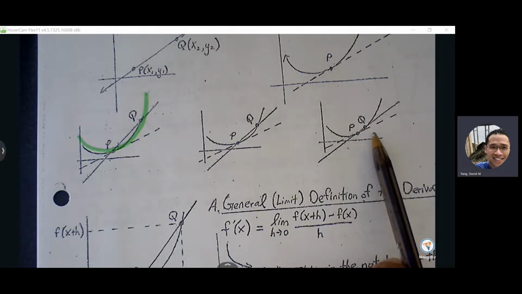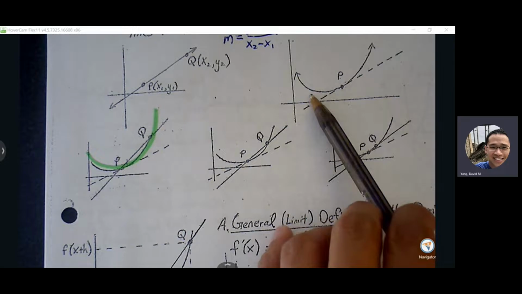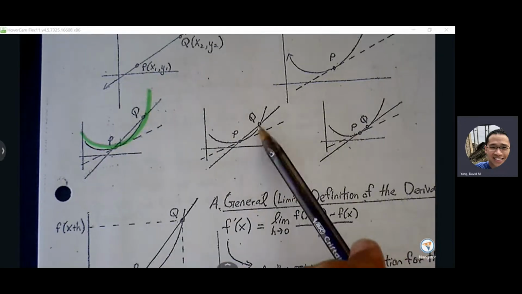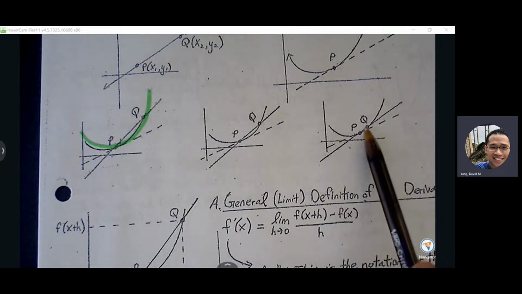But I don't want just an approximation. I want the exact slope. So what if we could do this? What if we could start with 2 points and then just let the distance between point P and Q decrease until it reaches 0?